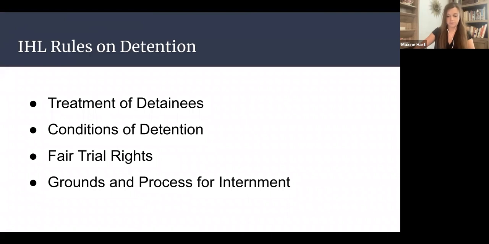So intentionally killing either of those groups of people would be a violation of both bodies of law. And the rules generally fall into these four categories of treatment, conditions, fair trial rights, and grounds and process for internment. And each of these will be more or less developed depending whether it's an IAC or a NIAC. And internment is a type of detention, which is for serious security reasons, and it's non-criminal, non-punitive, and either combatants or civilians can be interned under IHL.